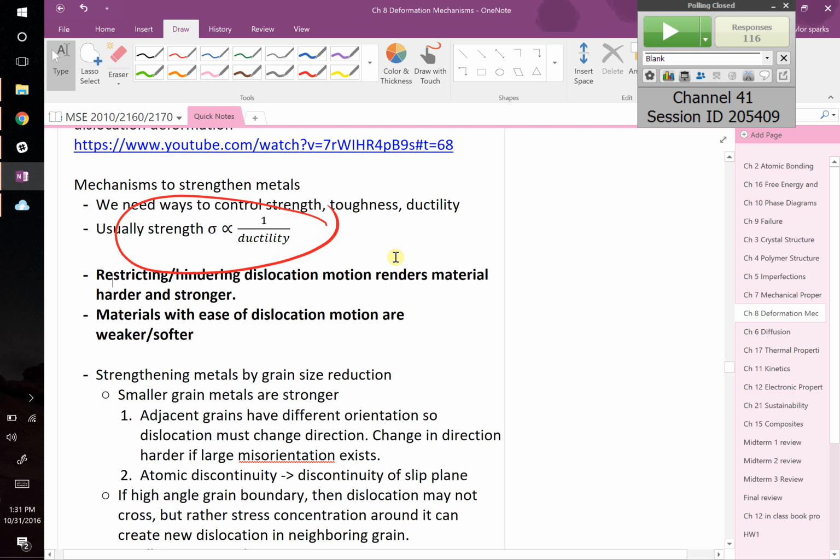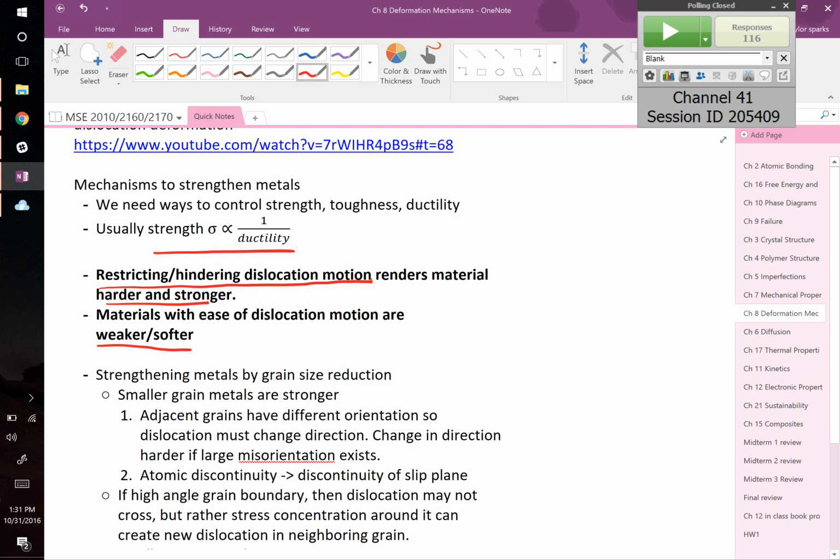And the reason why that happens is because of this next point here: anytime you restrict or hinder dislocation motion, you render the material harder and stronger. If you make dislocation motion easier, you make it weaker and softer. So the blacksmith takes his piece of metal and puts it in the forge and gets it glowing hot, and now all of a sudden it's easy to deform.